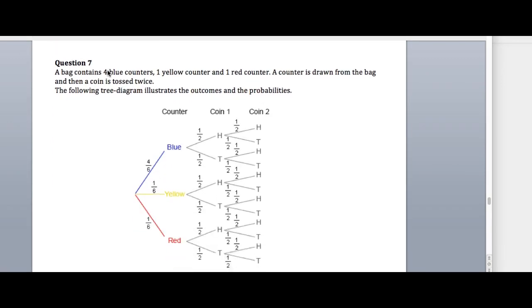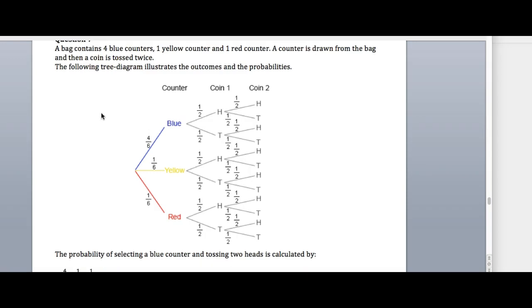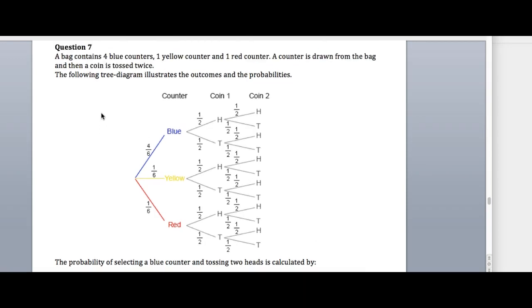Question 7. A bag contains 4 blue counters, 1 yellow, 1 red. A counter is drawn from the bag and then a coin is tossed twice. The following tree diagram illustrates the possibilities. So we want to know the probability of selecting a blue counter and tossing 2 heads. So we want blue, head, head. So the probability of getting a blue is 4/6.